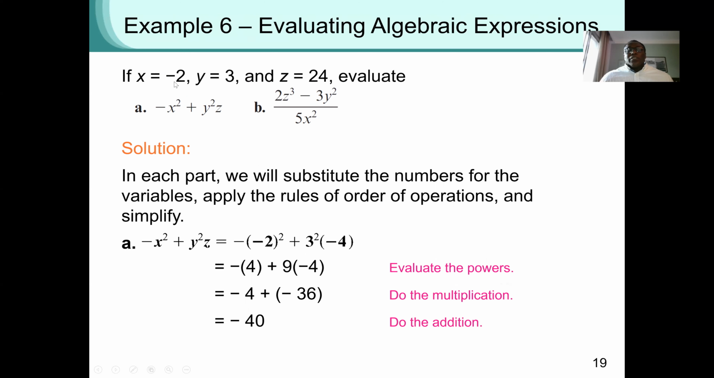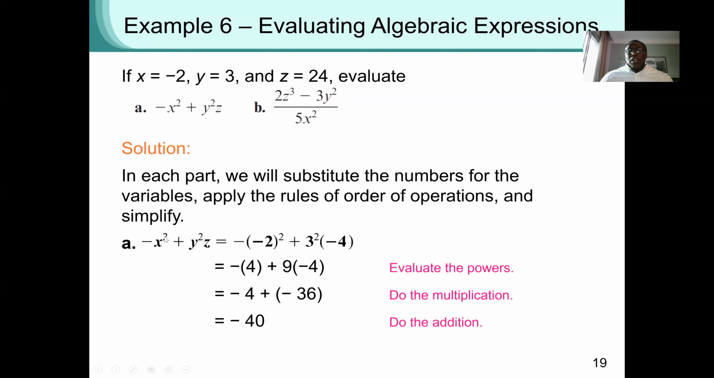Here we have: if x is equal to -2, y is 3, and z is equal to 24, they say we should evaluate the following two expressions. So all we need to do is that anywhere I see x, I'm going to substitute with -2. Anywhere I see y, I'm going to substitute with +3. Anywhere I see z, I'm going to substitute with 24. So let's solve the first expression.